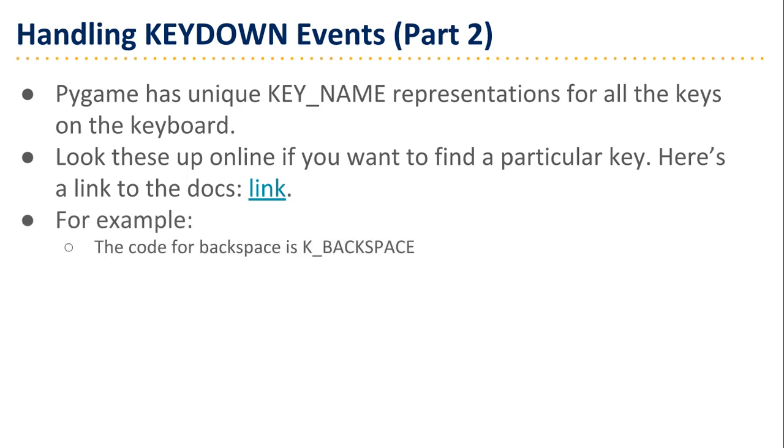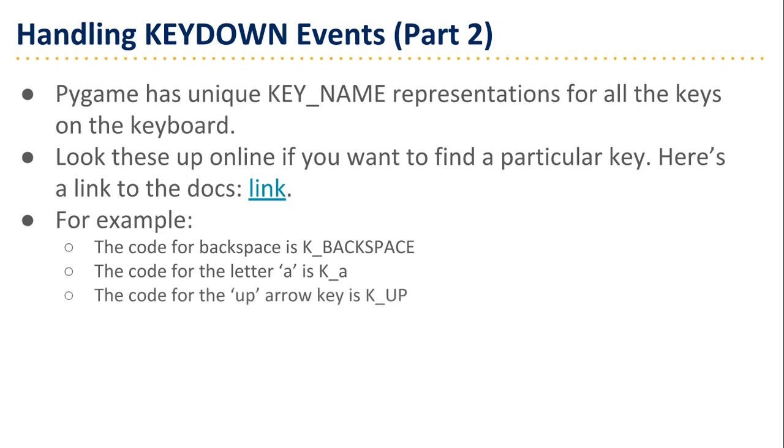The code for the backspace, Pygame's code, is K underscore BACKSPACE in all caps. The code for the letter A is K underscore a. Now the a is not in caps. And the code for the up arrow is K underscore UP. So those are some examples. There's many, many more. Some of them are intuitive, some of them are not intuitive. Just look them up if you have a particular key that you want to check for.